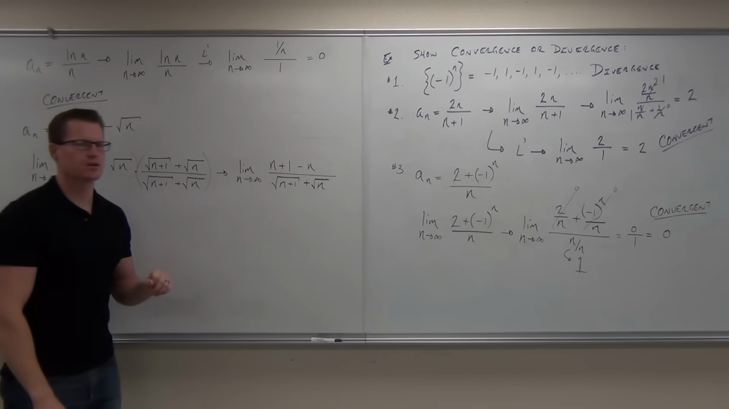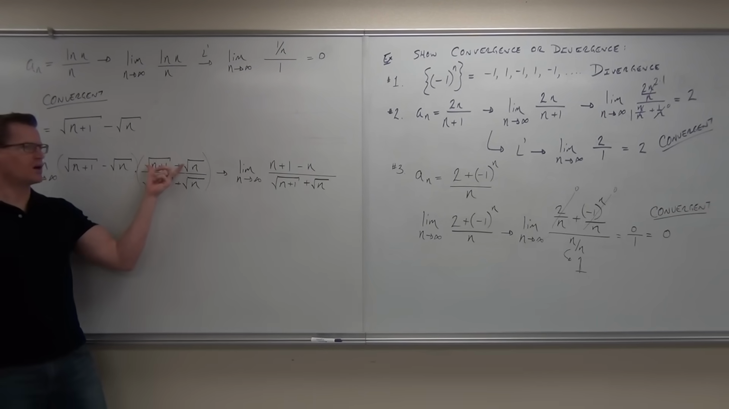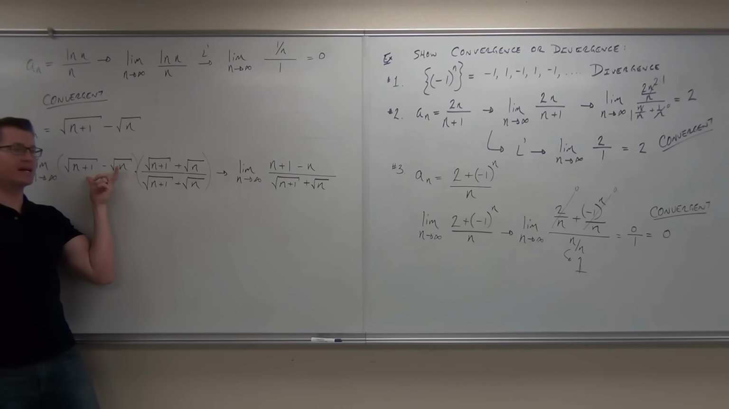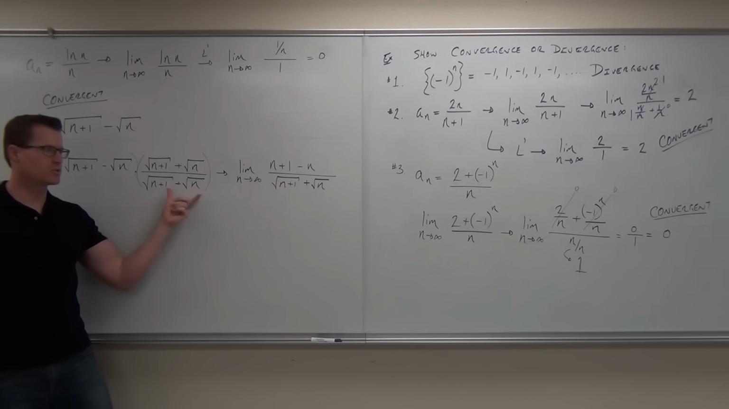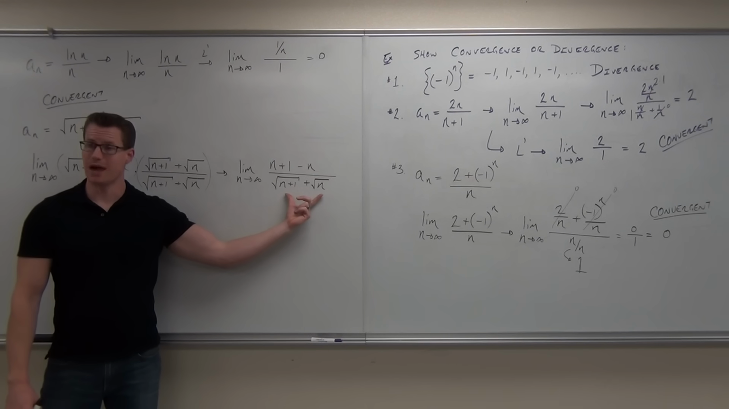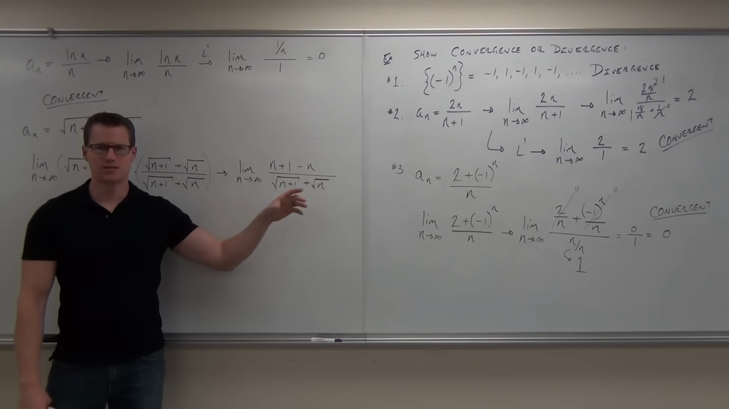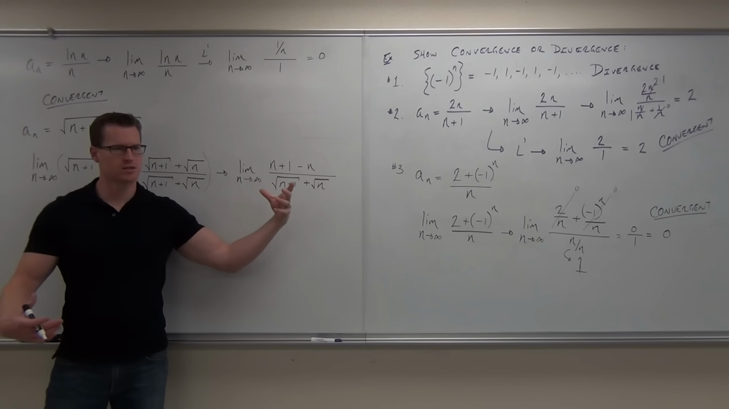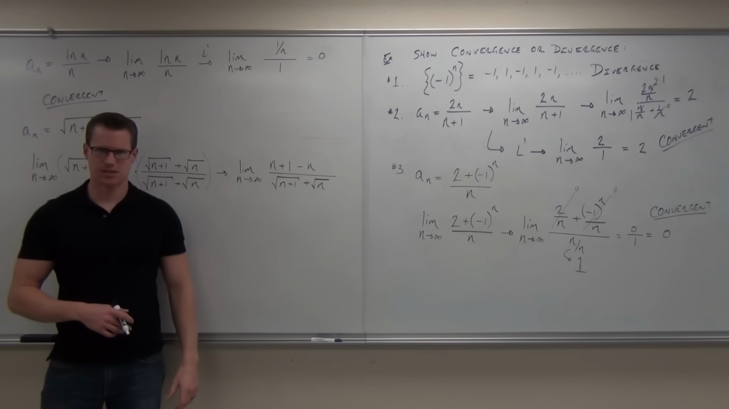Because what has happened here is by multiplying by the conjugate, we no longer have an infinity minus infinity. We actually change that to an infinity plus an infinity. And that we can actually do. Infinity minus infinity, I don't know. Infinity plus infinity, that's definitely infinity. Does that make sense to you?